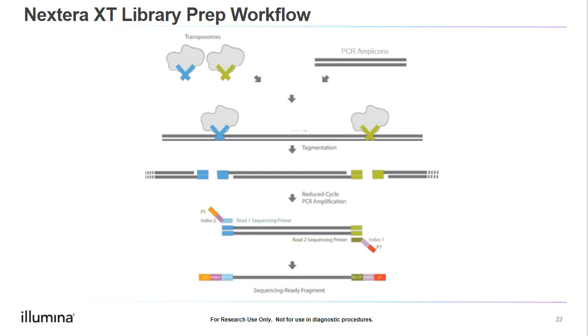Now let's discuss how to use the Nextera XT DNA Library Preparation Kit to prepare Amplicon libraries. First, you will need to design and create Amplicons you are interested in sequencing. Once we have the PCR Amplicons, we mix them with the Nextera transposomes. The transposomes tagment them to fragment and add the tagging sequences to the ends of each fragment. We then use PCR to add the remaining adapter sequences and uniquely index each sample to complete the library.